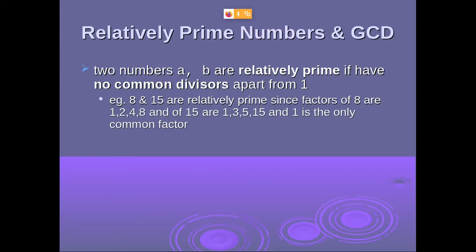Two numbers a and b are said to be relatively prime if they have no common divisor apart from 1. Or we can write this mathematically as GCD of a, b is equal to 1. GCD means greatest common divisor.